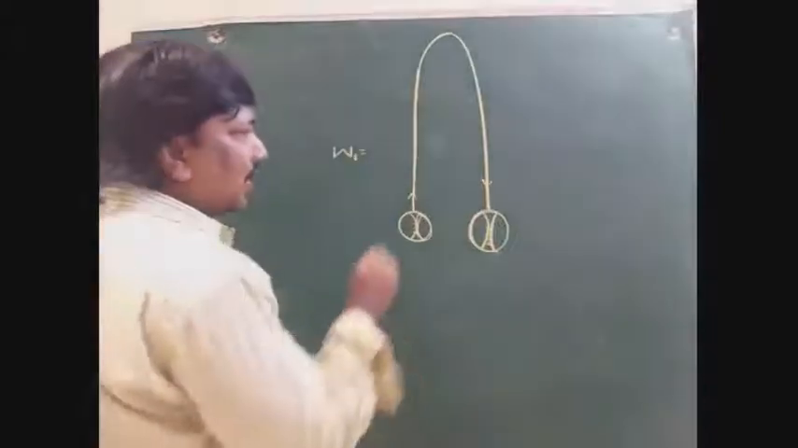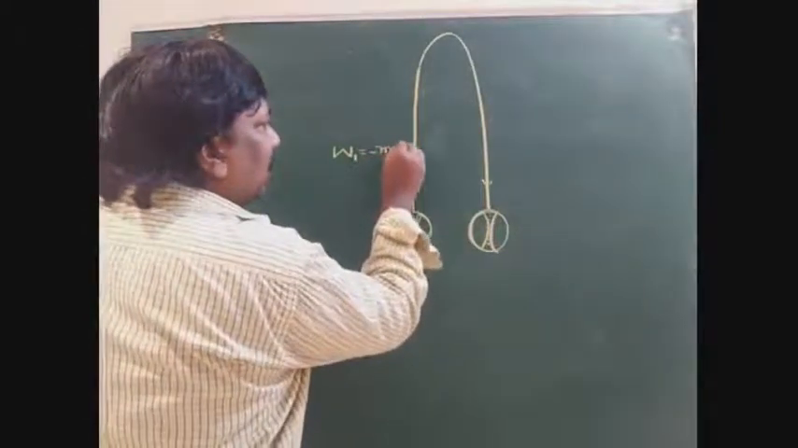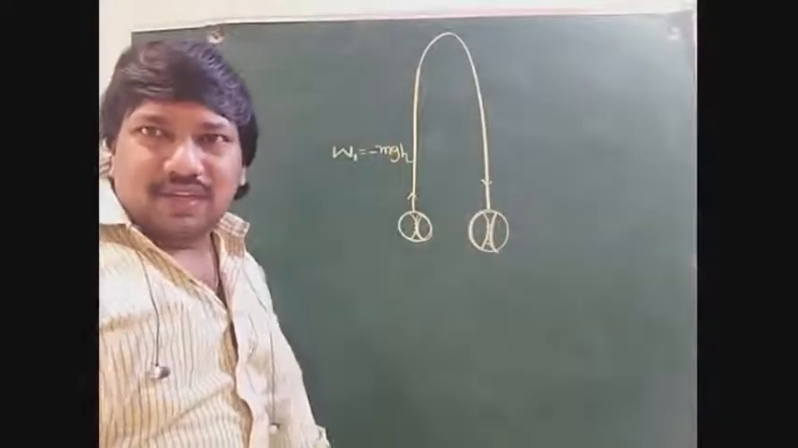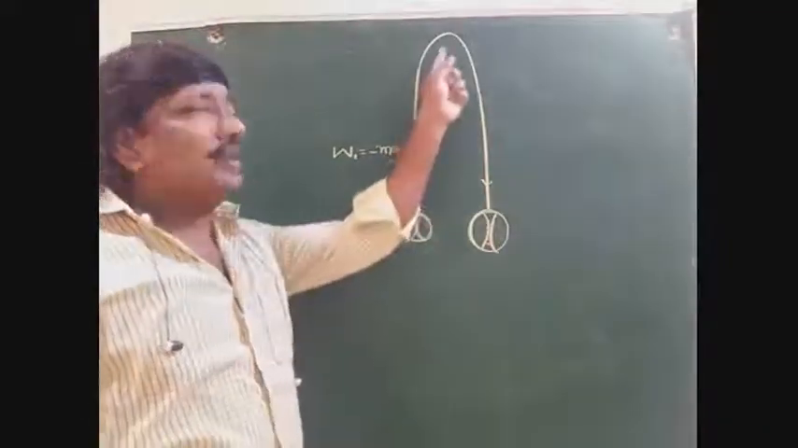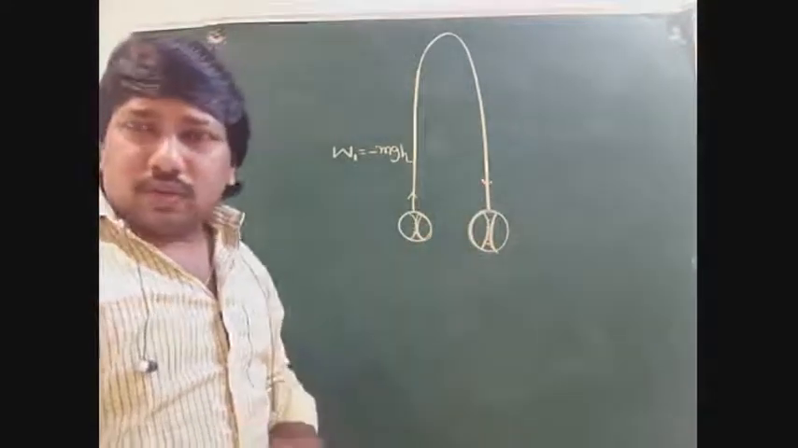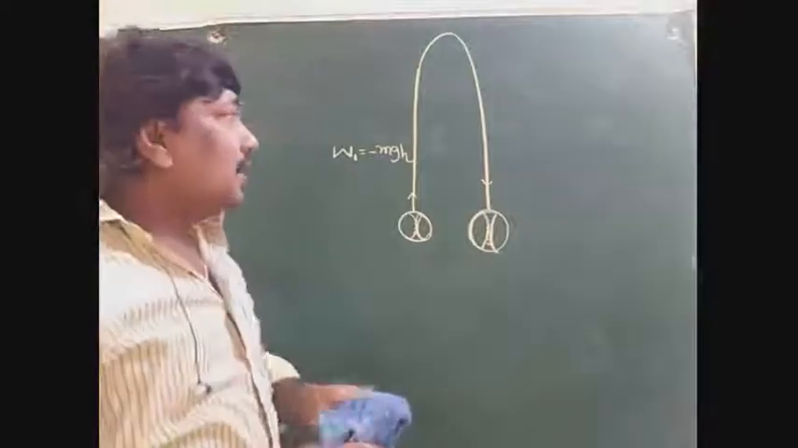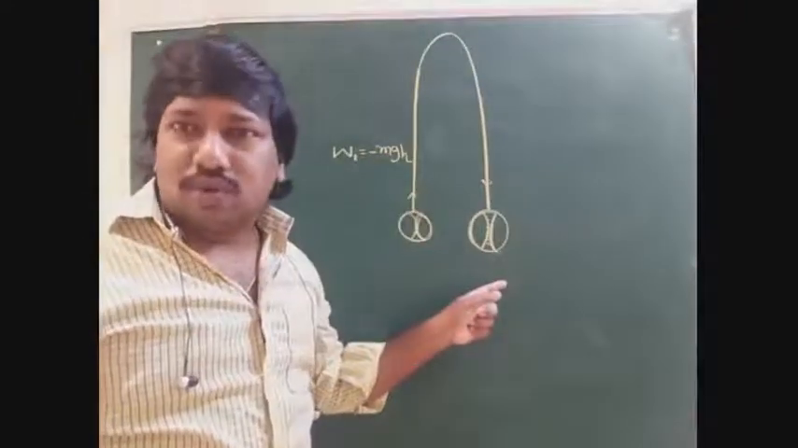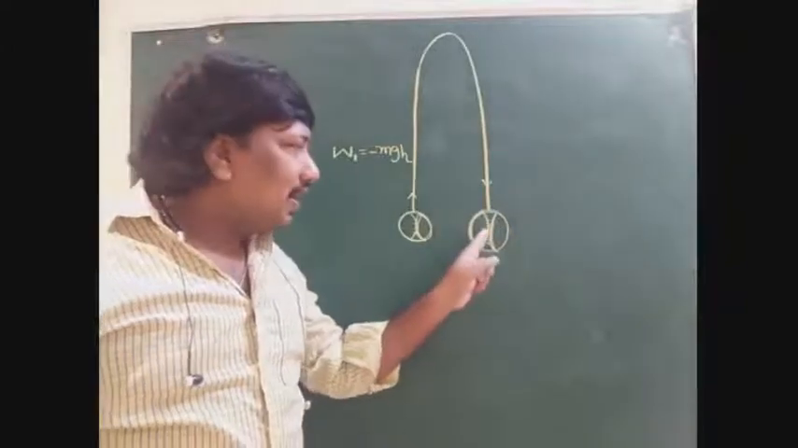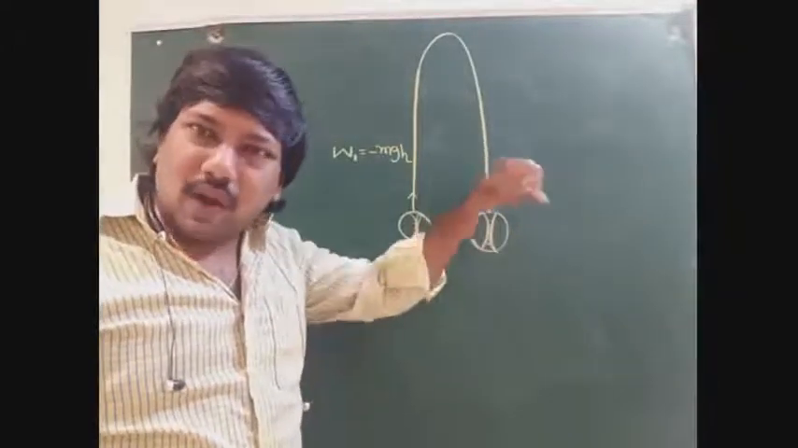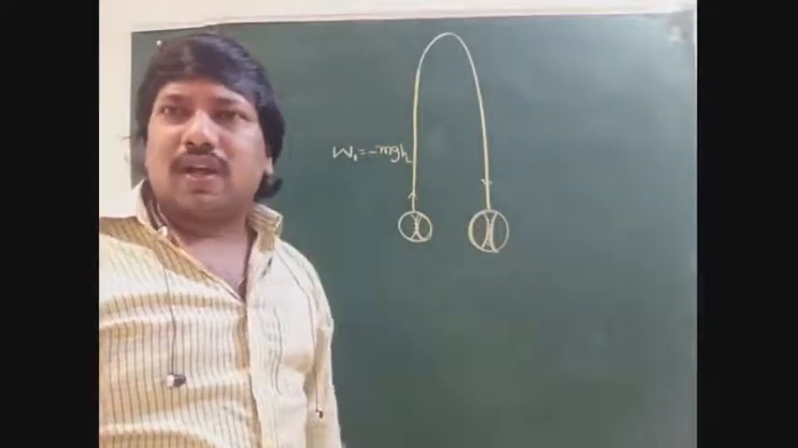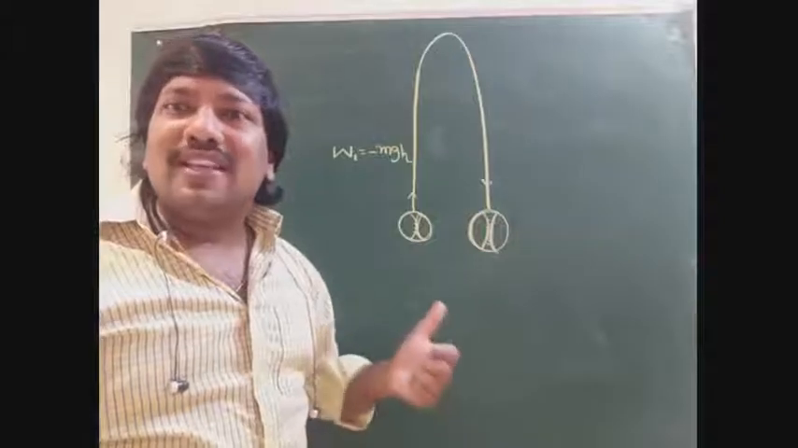Here W1 is the work done by the gravitational force, that is W1 equal to minus mgh. Now the ball returns on its journey to touch the earth's surface. Its work done is positive, because here the gravitational force is in the downward direction and the displacement is also in the downward direction. So therefore the work done is positive.